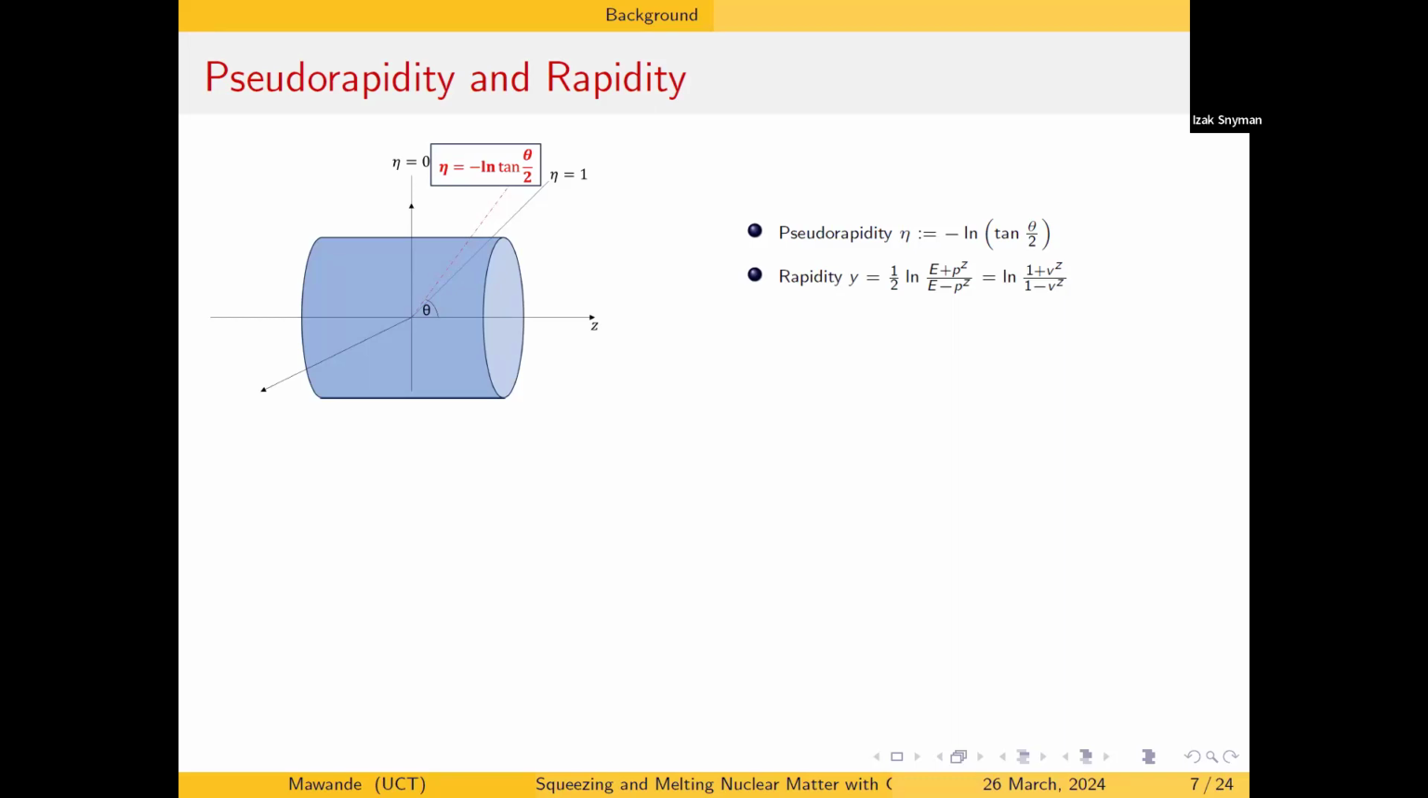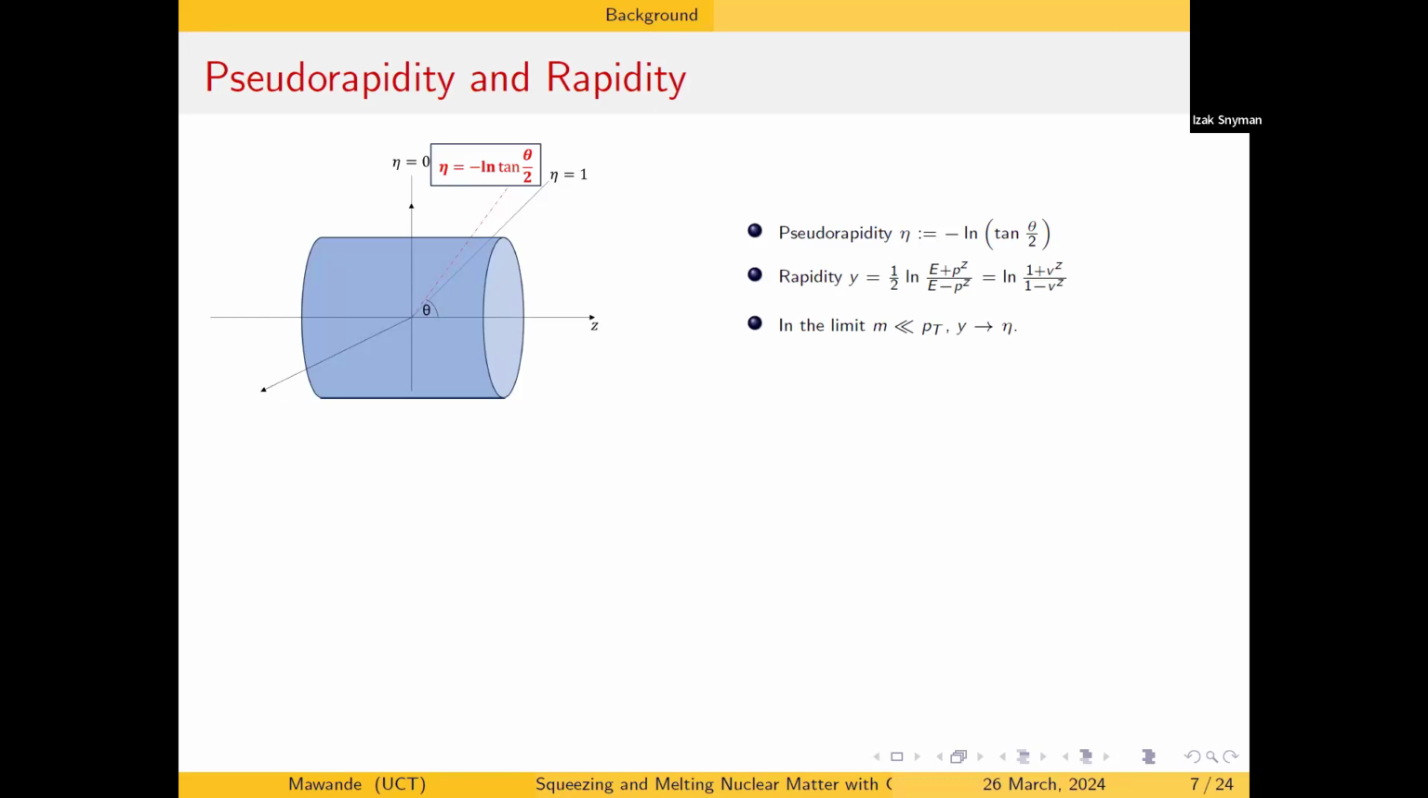Yep. The advantage of the rapidity is that, unlike velocities in relativity, rapidities add. Okay. And in the limit that your particle mass is much smaller than the transverse momentum, these two definitions are actually the same. Okay, so just by measuring angles in the detector, you can learn something about the rapidity of the particles that you produce.